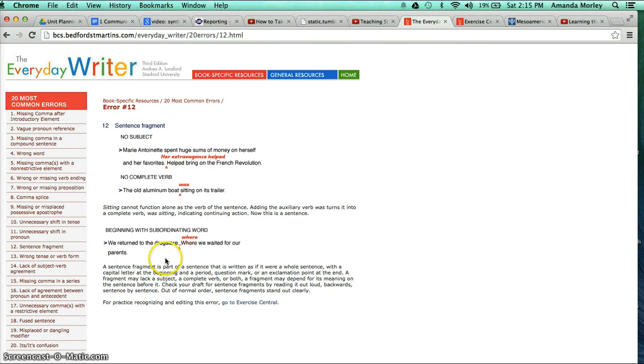Sentence fragment. You guys know you do this. We've talked about it. Sentence fragment basically just means an incomplete sentence. Every sentence needs a subject. Every sentence needs a noun who is performing the work. And every sentence needs a predicate, which is a verb. If you're missing either a subject, which is a noun, or a verb, you have a fragment. Let's look at this. Marie Antoinette spent huge sums of money on herself and her favorites, helped bring on the French Revolution. Her extravagance helped bring on. You need to give me some kind of subject.